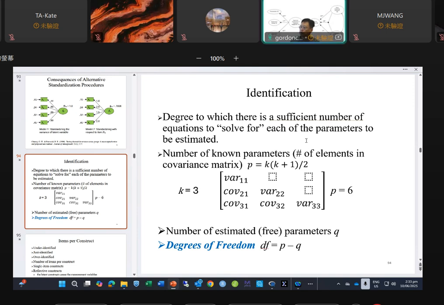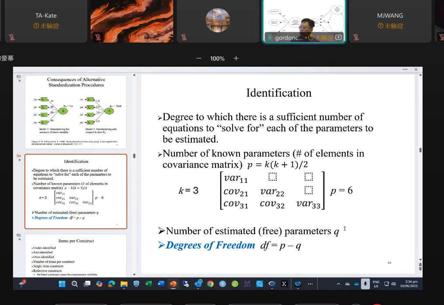So we know the number of estimated parameters. What is the number of known parameters? It is the number of elements in the covariance matrix. If you have 3 items, we estimate the SEM from a variance-covariance matrix. In a variance-covariance matrix, you have 3 variances on the diagonal, and the off-diagonals are covariances. These 3 are exactly the same as these 3 because it is a mirror image. This is exactly the same as covariance 2,1, covariance 3,1, and covariance 3,2. So in a covariance matrix with 3 items, we have 6 known parameters, p equals 6.